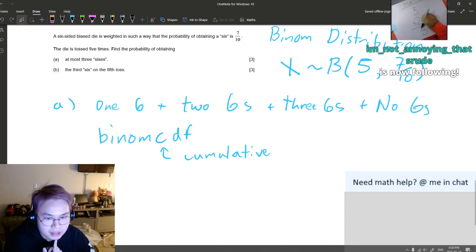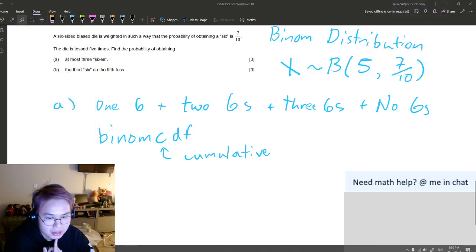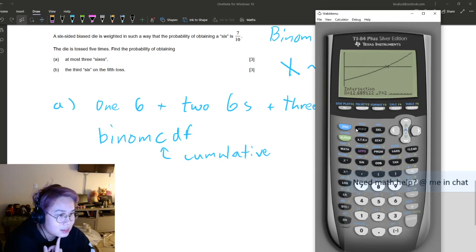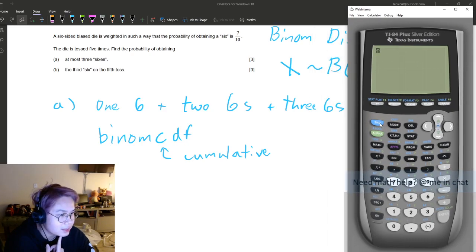So let's do that. I have too many things open. Close this one. Alright, quit. So in a TI-84, we go to second, press vars for the distribution, and then we go down to binomial CDF. Alright, and then how many trials do we have? We have 5. The probability of a single trial is 7 out of 10.